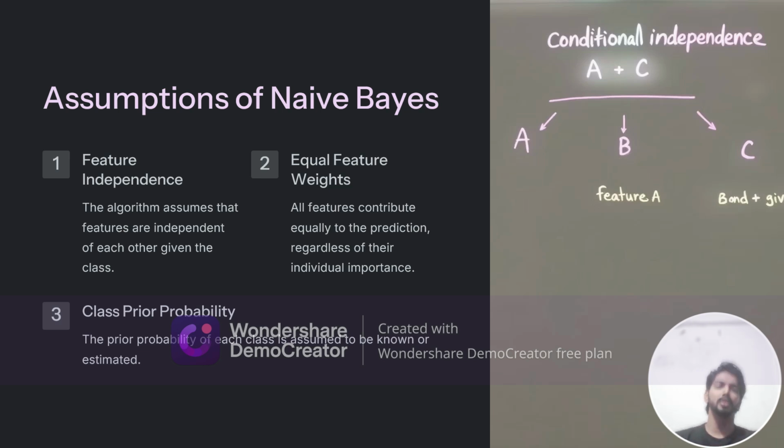So basically, removing the individual importance of every feature, everybody contributes equally to the algorithm. This is the equal feature weights. Class prior probability: the prior probability of each class is assumed to be known or estimated. Conditional independence, as you can see on the top right corner of the screen, the features A, B, and C.